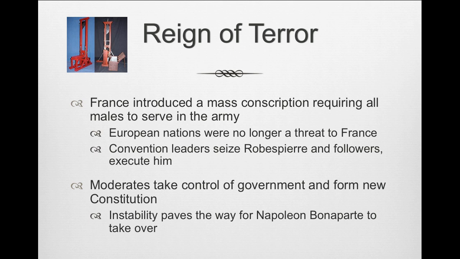So you can see the ups and downs that the French Revolution has taken, and the ideas and how it went from trying to establish constitutional monarchy to the radical Republican government, and now moderates take control and try to institute a new constitution. Well, this instability and this corruption, that's going to kind of set the stage for Napoleon Bonaparte to come in and take over the government.